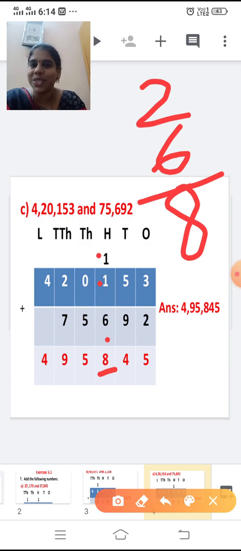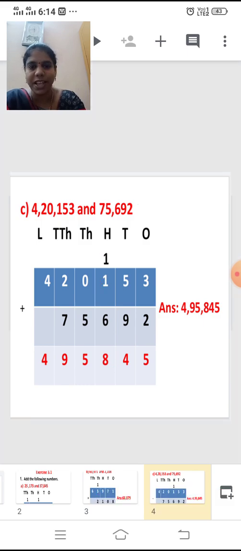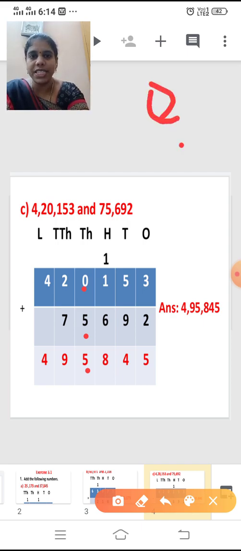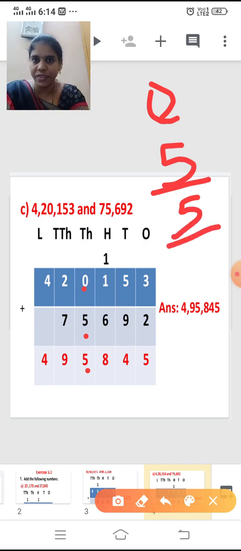Now add the thousands place. 0 plus 5. Tell me the answer now. When you add 0 to 5, what will be the answer? Yes, 0 plus 5 is 5. If you add any number with 0, the answer will be the same. So write 5 here.